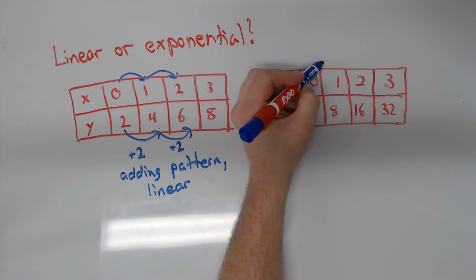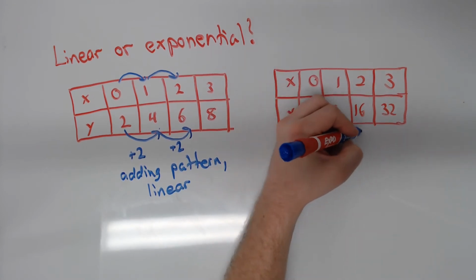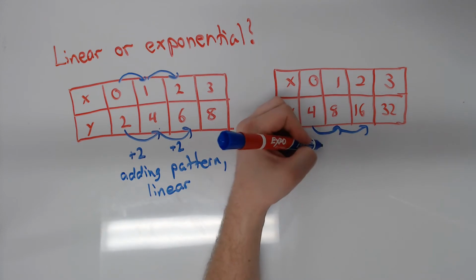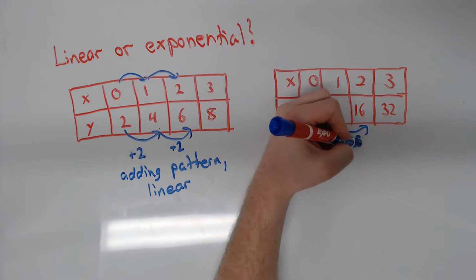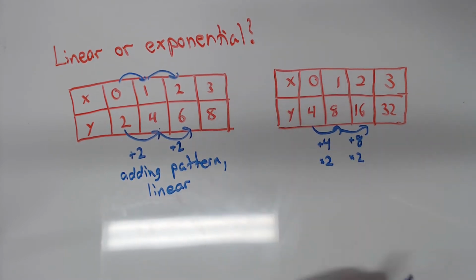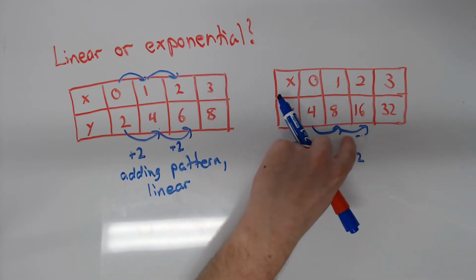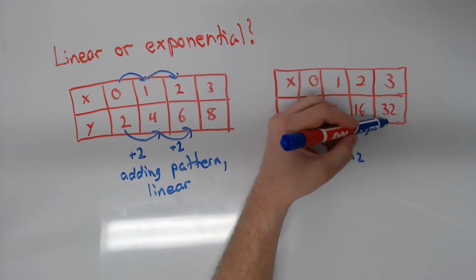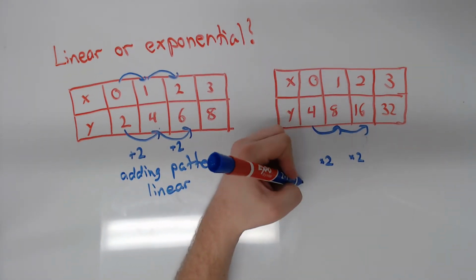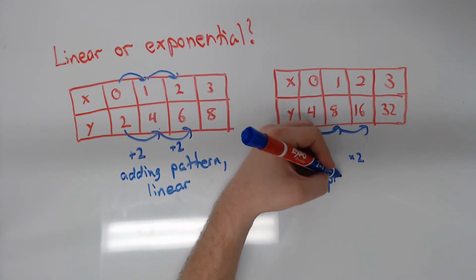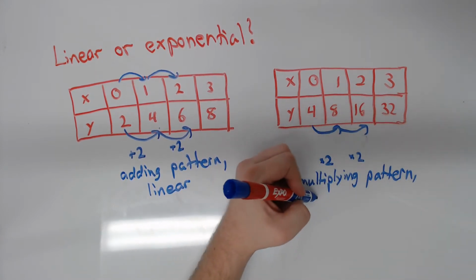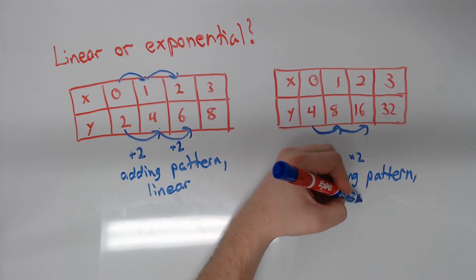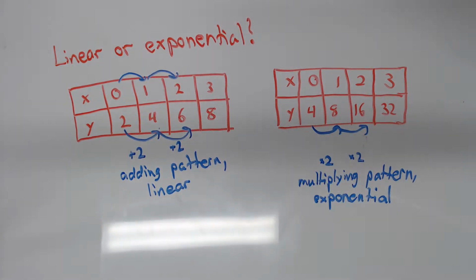Over here, as x goes up 1 each time, let's see what happens to y. At first it's plus 4 or times 2, and then it would be plus 8 or times 2. So this time the multiplying was the one that stayed consistent. It's doubling each time. 16 times 2 would get us to 32 as well. So this is a multiplying pattern, and I would call it exponential. This is how we identify whether or not we're working with an exponential graph. Is it an adding pattern or is it a multiplying pattern?